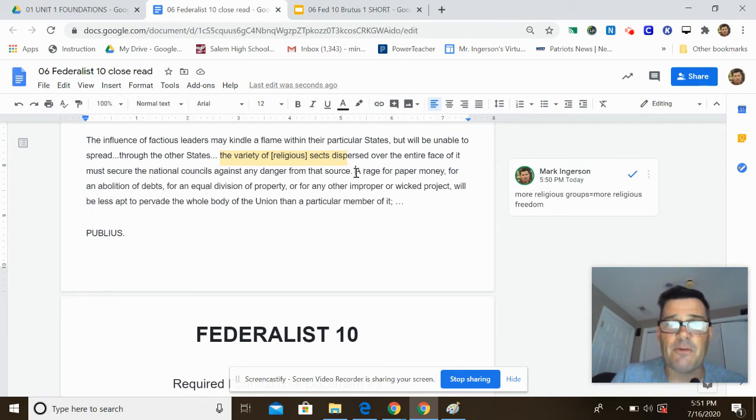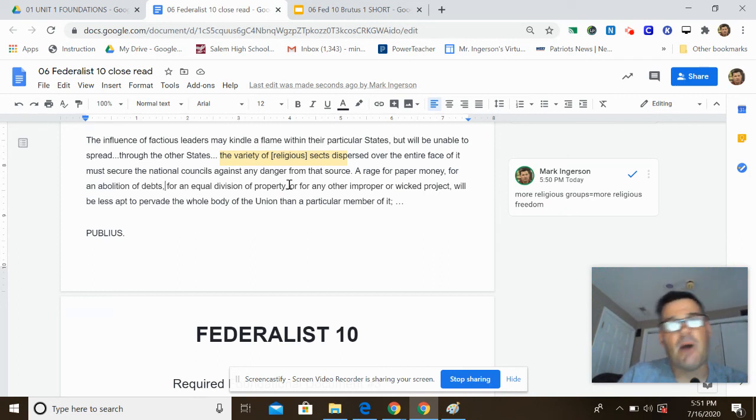"A rage for paper money, for abolition of debts." Looking at you, Rhode Island. "For an equal division of property." That's basically communism. I mean, they didn't call it that back then, but that's what he's talking about. "Or for any other improper or wicked project." You kind of get some opinions there, don't you? "A rage for paper money, abolition of debts, equal division of property, or any other wicked project will be less apt to pervade the whole body of the union than a particular member of it."